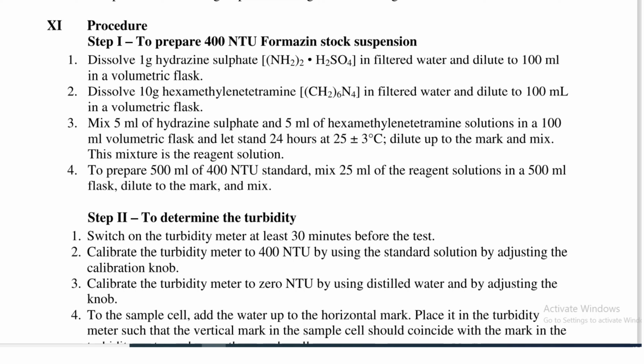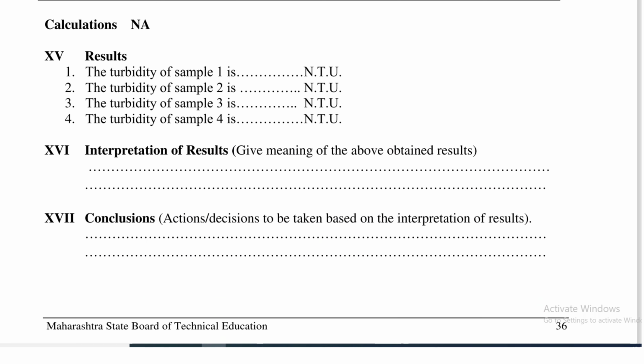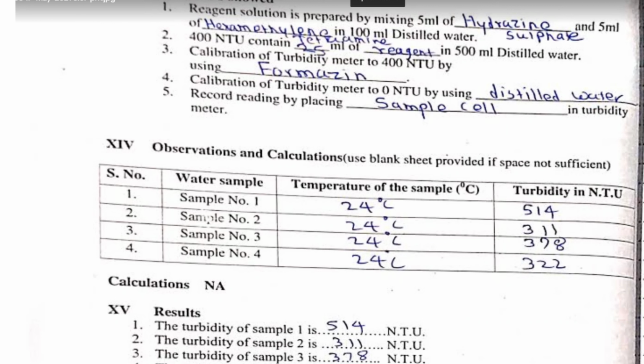Then in this table you have to write down the resources used, then the procedure followed, fill in the blanks. Then we will see how to write the observation in the observation table, temperature range and turbidity, and the result, interpretation of result and conclusion. Let us see how to write this observation table and result.